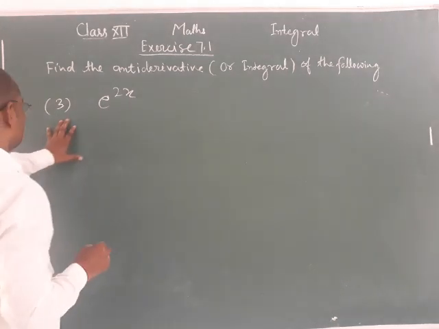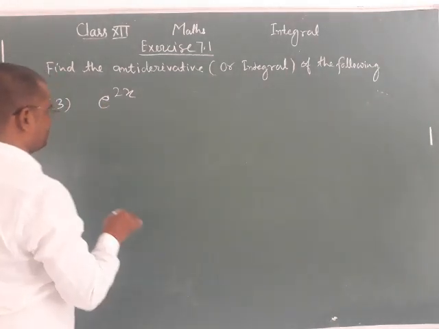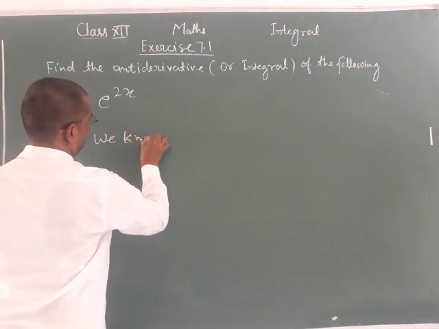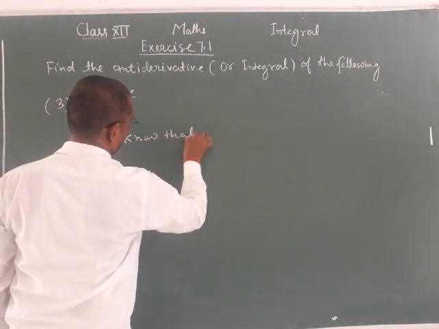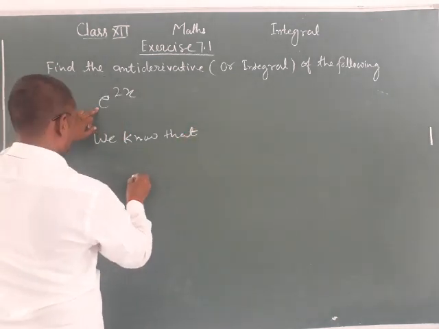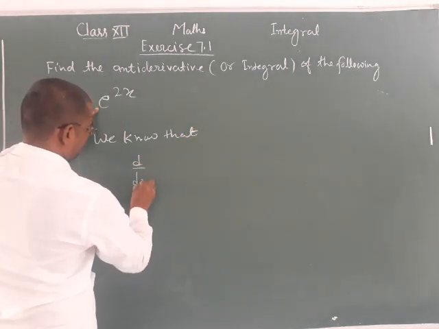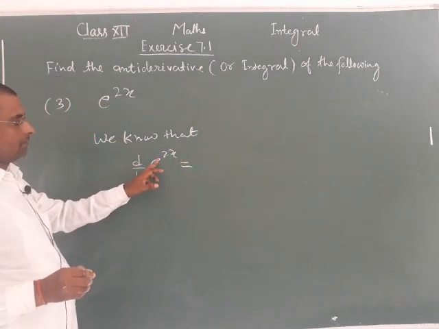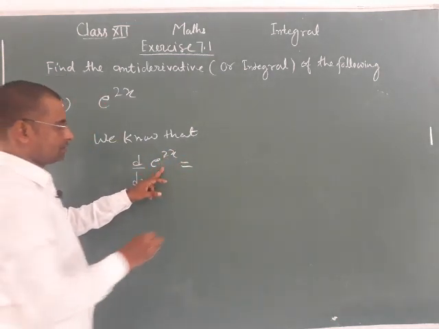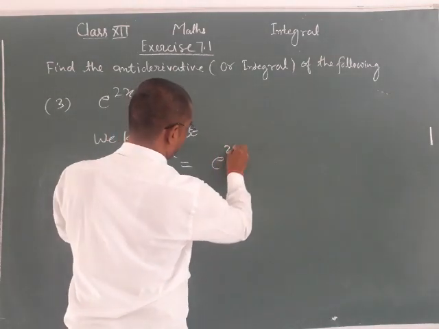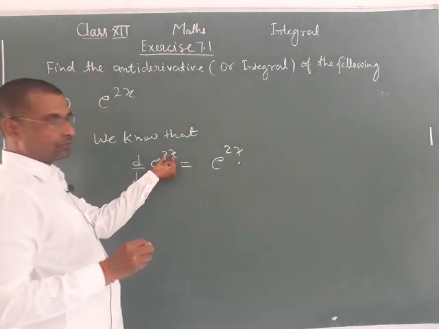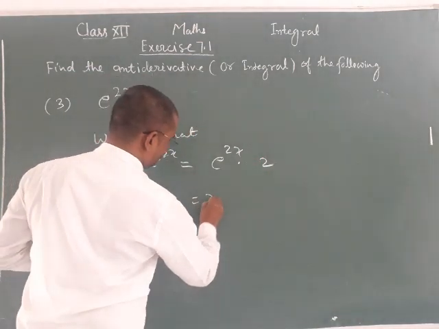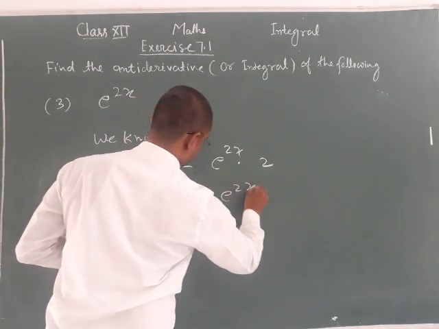Question number 3, e to the power 2x. So we know that d upon dx e to the power 2x. So the derivative of e to the power 2x is equal to e to the power 2x into the derivative of 2x, which is 2. So 2 e to the power 2x.